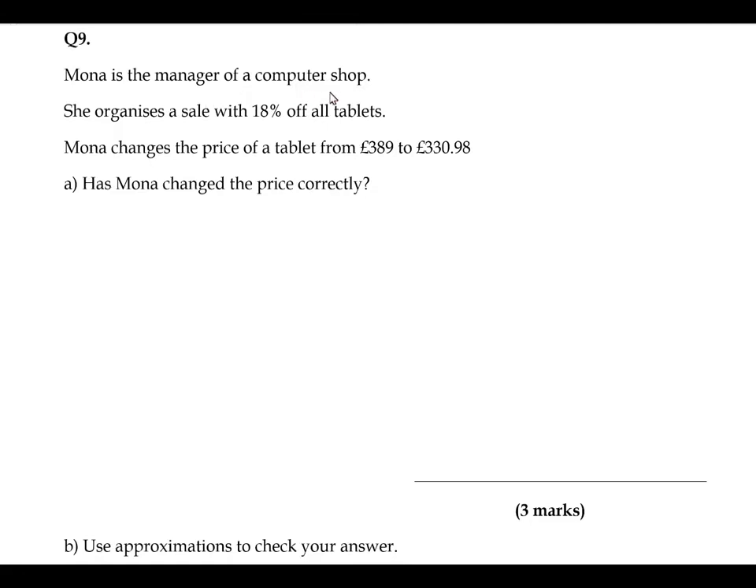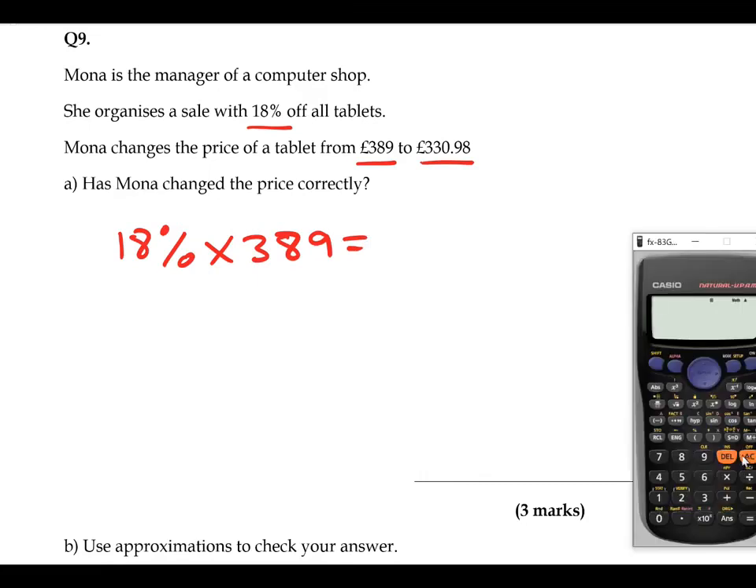Question 9. Mona is the manager of a computer shop and she organises a sale with 18% off all of the tablets. Mona changes the price on the tablet from £389 to £330.98. Has Mona changed the price correctly? So there's several ways of doing this. What we can do is take the 18% of the 389 and then take it away to see if she's got the correct price. So on your calculator, exactly as it looks as I've written it, 18 shift bracket button to get the percent of, and then 389 equals.